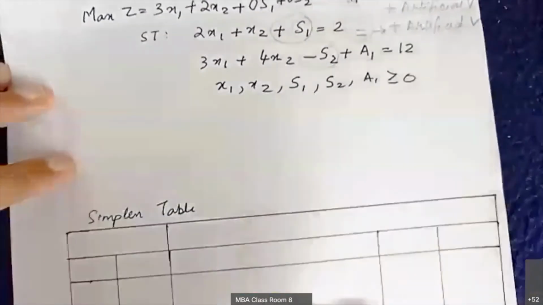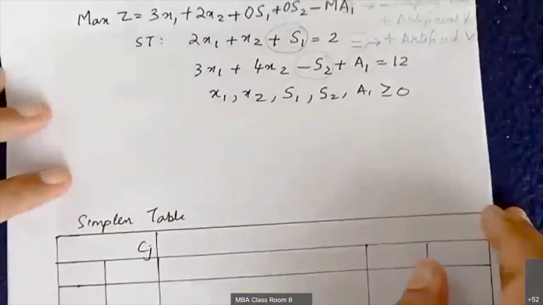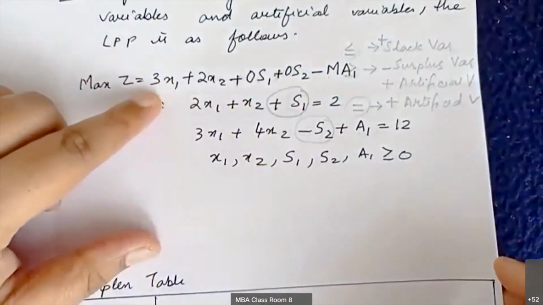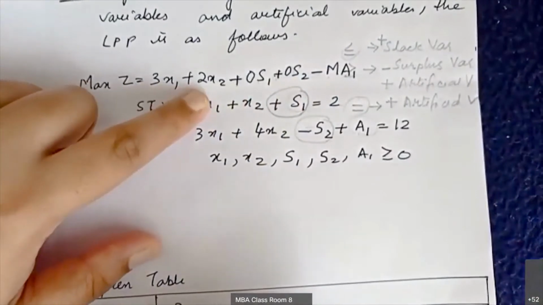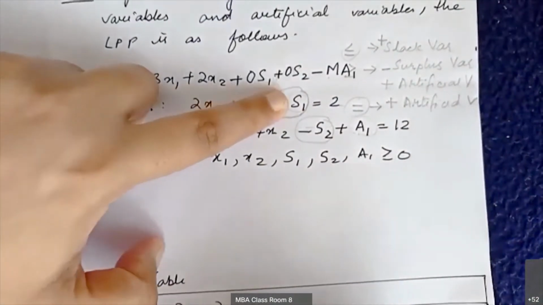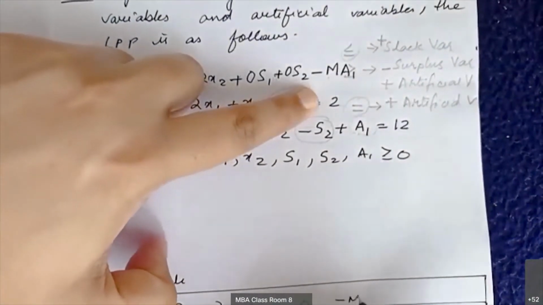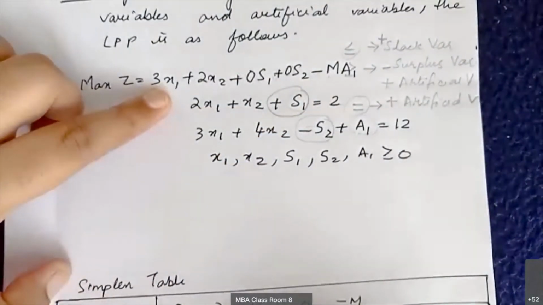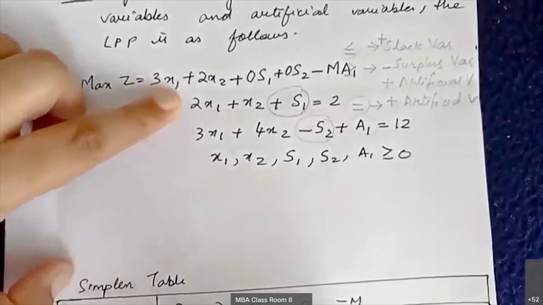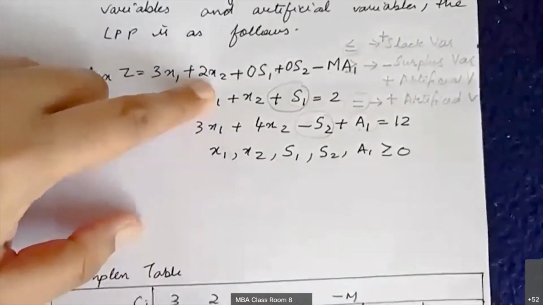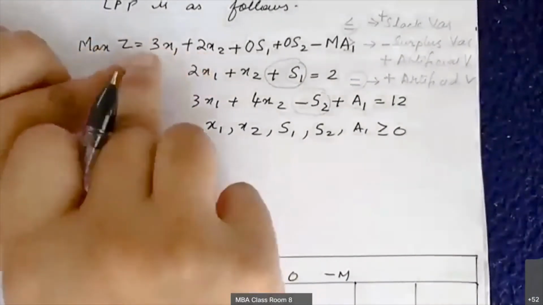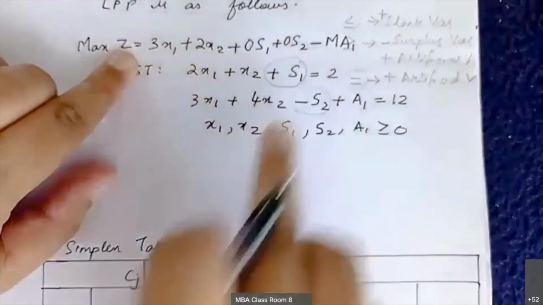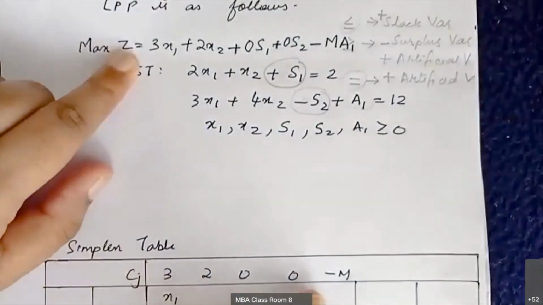What do we have here? Here we have Cj, which is the coefficient of the objective function. This is our changed new objective function. So I'm writing 3, here I have 2, then I have 0, then 0, and I have minus M. The coefficients were 3, 2, 0, 0, and minus M, that I have written over here.